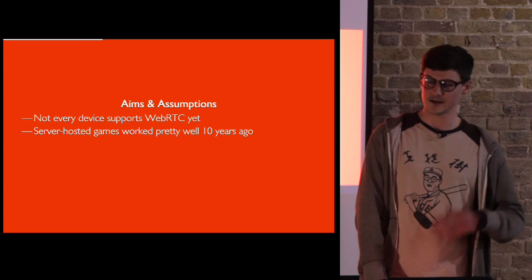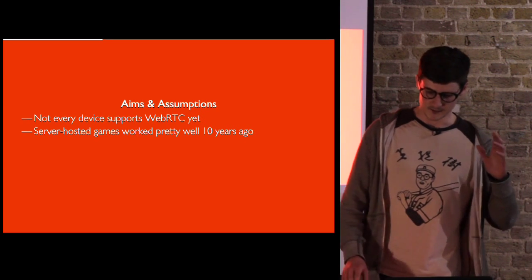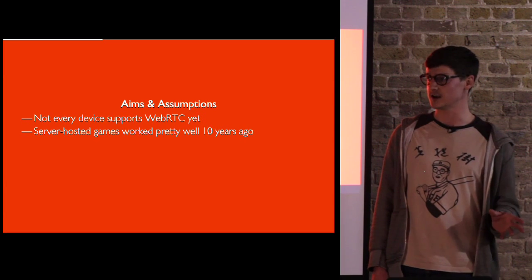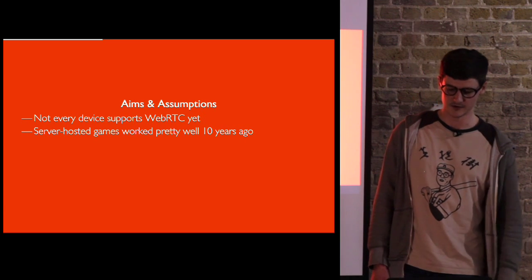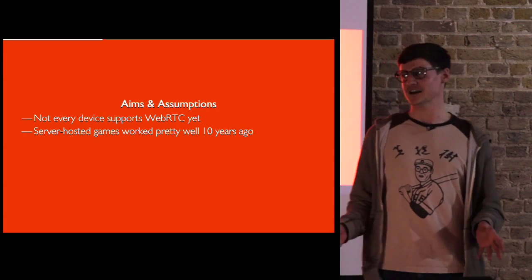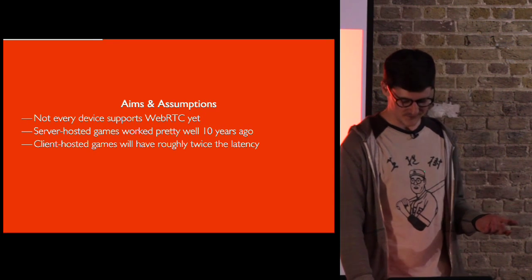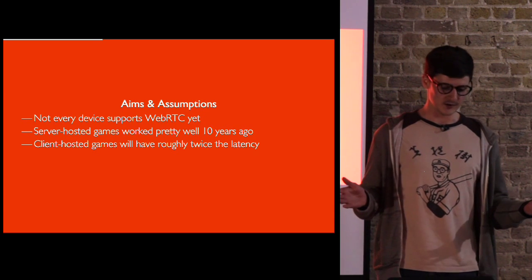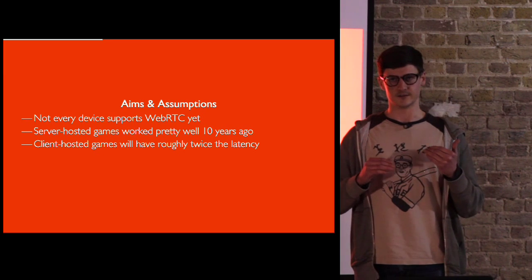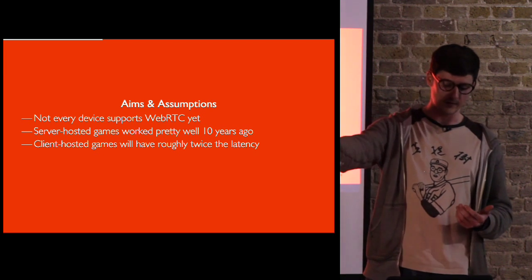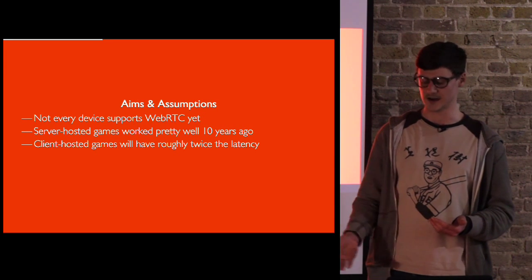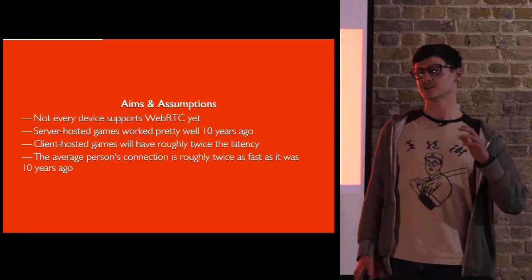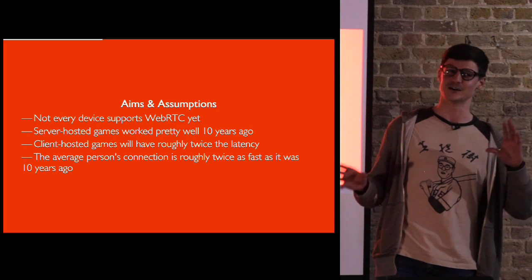And my other assumption, and these are some pretty big assumptions coming up, is that server-hosted games worked pretty well 10 years ago. People were playing Counter-Strike 10 years ago, and it was working fine. They were complaining because, you know, gamers, but they survived. Everyone got there in the end, and it was all right. Now, we don't want to have a server-hosted game because we'll upset Meteor. We want to host things on the client. And if things are going from the client to a Meteor server and back to other clients, that's going to take twice as long as a server-hosted game. So roughly twice the latency. And my big assumption is that the average person's internet connection is roughly twice as fast as it was 10 years ago, and so it should balance out.